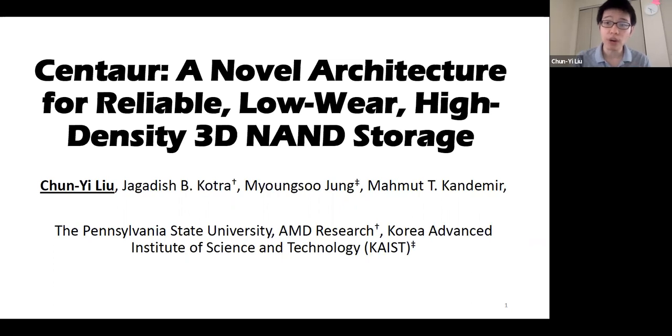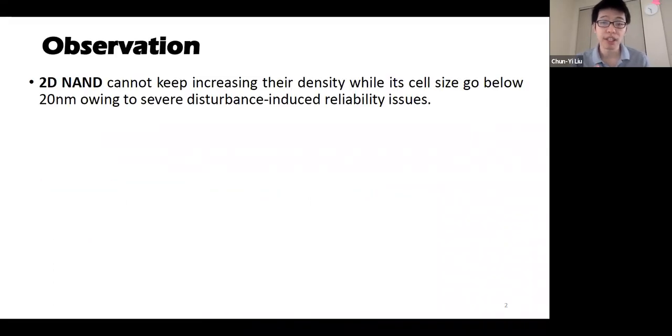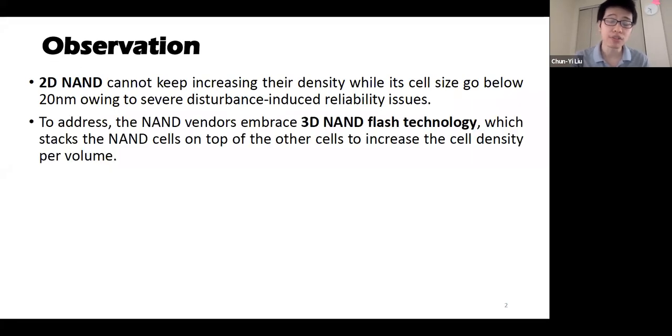Before diving into our 3D NAND proposal, let's take a look at the trend of NAND flash. 2D NAND flash cannot keep increasing its density, because as the cell size goes below 20 nanometers, there will be severe disturbance-induced reliability issues. Therefore, the NAND flash vendors embrace 3D NAND flash technology. Basically, it stacks the NAND cells on top of others to increase the density.